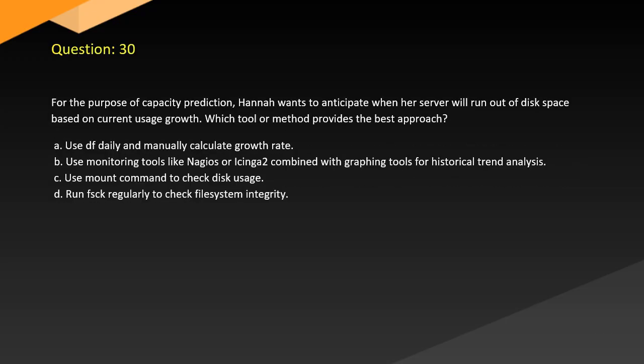Question 30. For the purpose of capacity prediction, Hannah wants to anticipate when her server will run out of disk space based on current usage growth. Which tool or method provides the best approach? A. Use df daily and manually calculate growth rate. B. Use monitoring tools like Nagios or Icinga combined with graphing tools for historical trend analysis. C. Use the mount command to check disk usage. D. Run fsck regularly to check file system integrity.